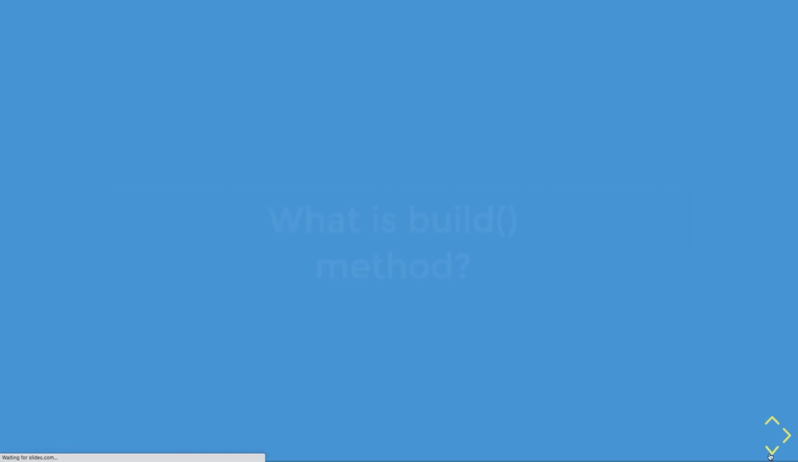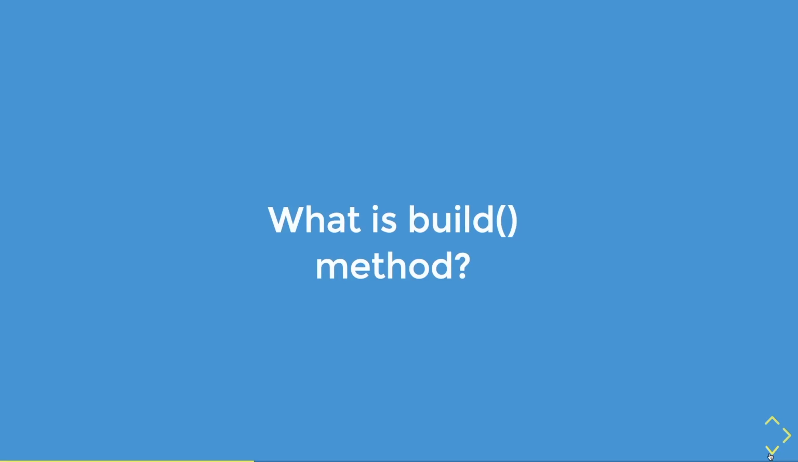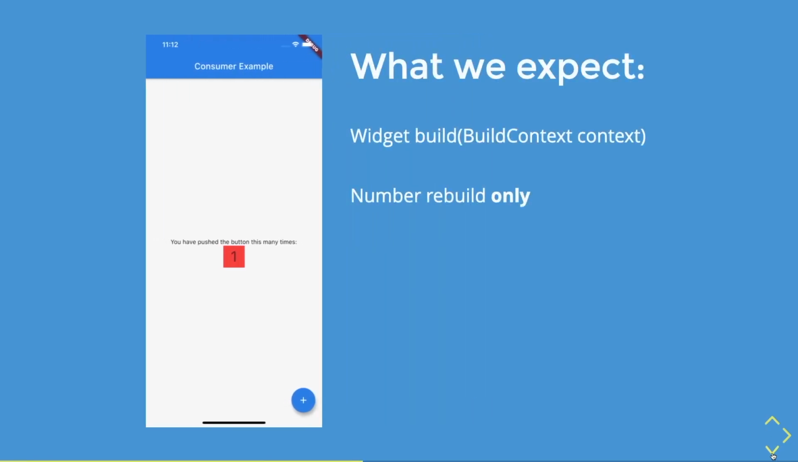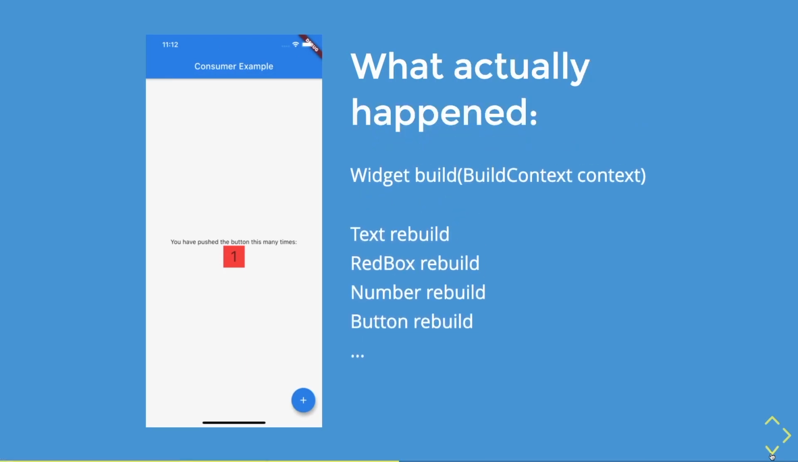So what is this build method? Let me give you an example. We have a simple counter app that has a red box that wraps the counter number. Our value goes from 0 to 1, and this will run the build method. What we expect, theoretically, is to have the number rebuild only. However, in reality, almost all of the widgets in this screen get rebuilt. By using setState, this will rebuild the text, red box widget, the number, and even the button widget. Wow, that's pretty expensive for a simple app.